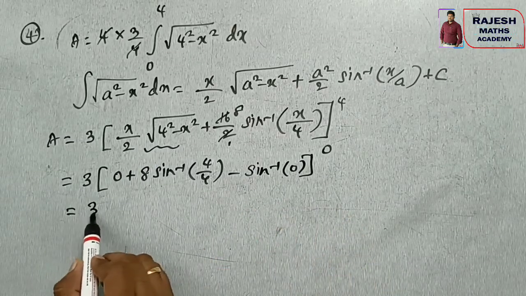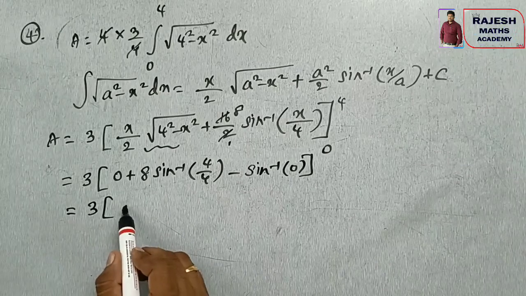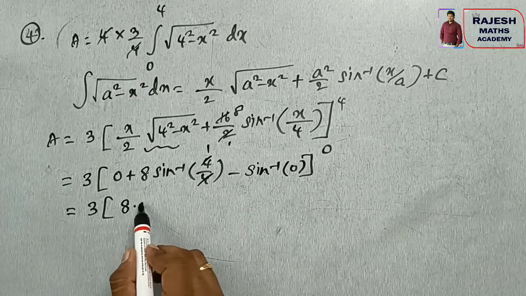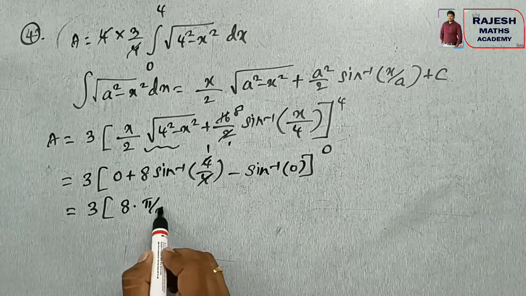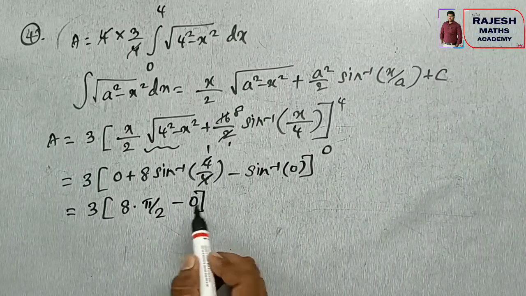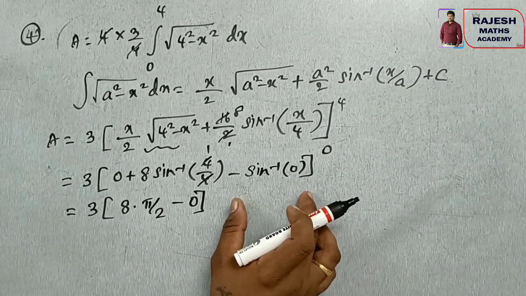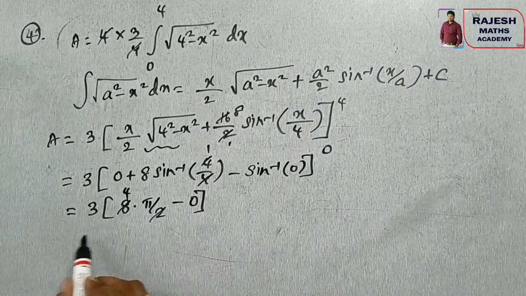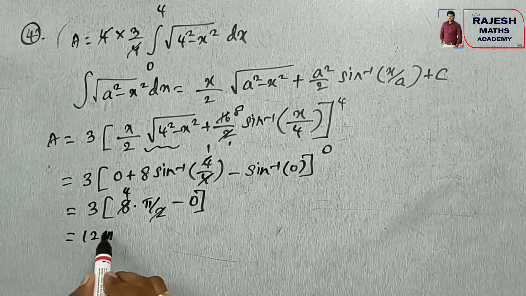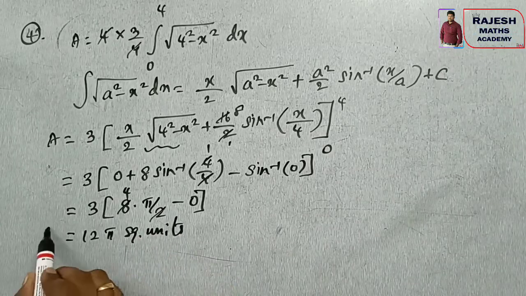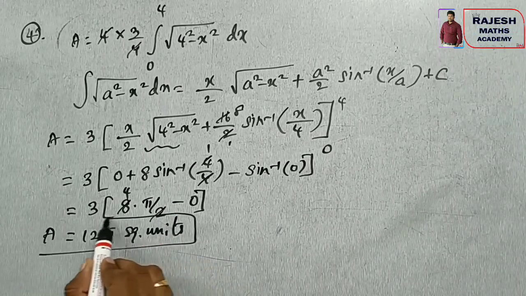So now simplify this. 8 times sin inverse of 1. When will sin take 1? Sin will take 1 at pi by 2, minus sin will take 0 at 0. We are only dealing with acute angles. Clear? So now we can cancel this. 4 times will come. 4 3s are 12. So 12 pi square units. 12 pi square units is the area of the ellipse.